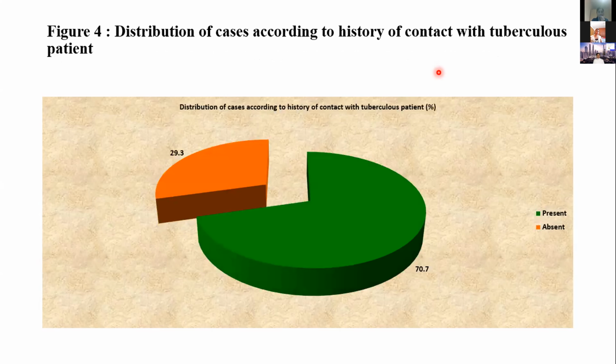Now, most of the cases in our study had a positive family history or history of contact with tuberculosis patients. As you can see, 70% of the patients had a positive history of contact with tuberculosis patients. This could be attributed to high rates of transmission in tuberculosis, making a person living in the vicinity of a tuberculosis patient more susceptible to contracting the infection and developing the disease.